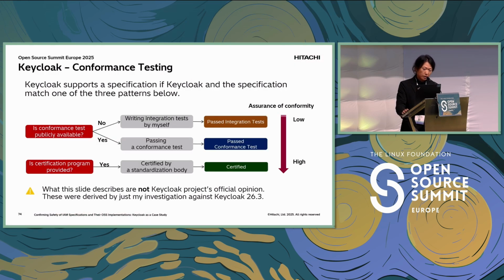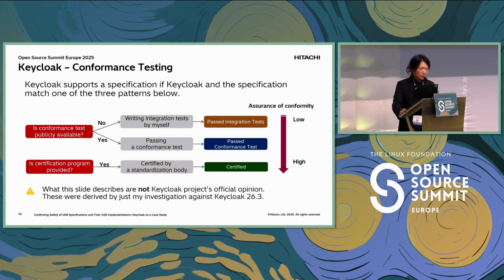So next, I'd like to talk about conformance testing in the Keycloak project. Regarding conformance testing, there are three types of situations. Sometimes we cannot get an official conformance test. In this case, in the Keycloak project, the Keycloak contributors need to write the self-integration tests by themselves.